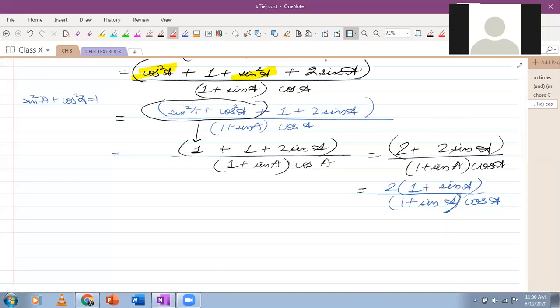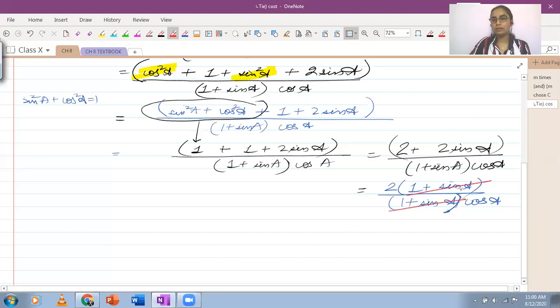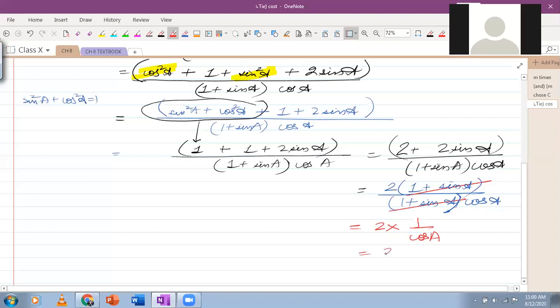Canceling the term. Which term? 1 plus sine A, this binomial can be cancelled. So we are left with 2 into 1 over cos A, which is secant A. Yes, that's correct.